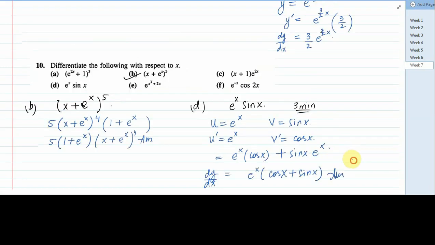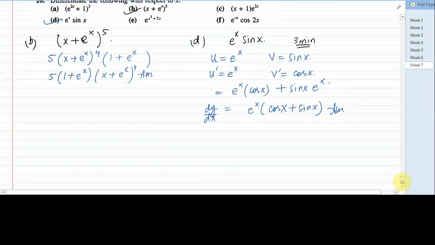Alright, now after part D we are going to start with part F, and part F is e to the power minus x cos 2x. So again you need to apply u into v here. So first give it a try by yourself. Time is 2 minutes, and then I will explain. So start.